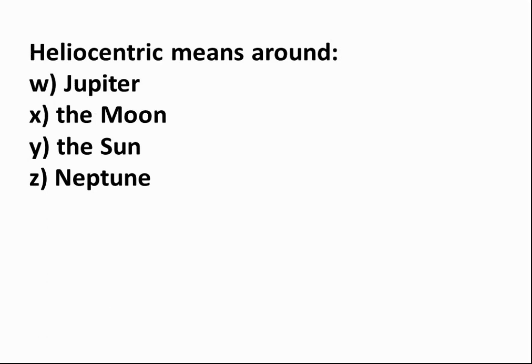Heliocentric means around W. Jupiter. X. The Moon. Y. The Sun. Z. Neptune. Answer: Y. The Sun.